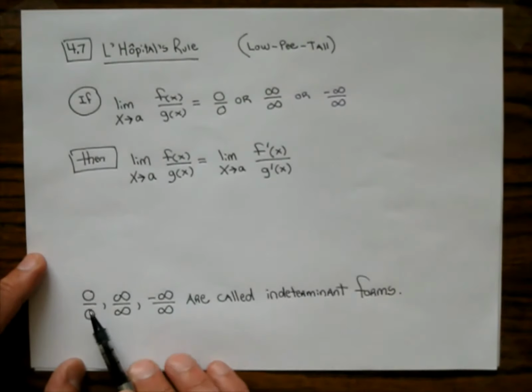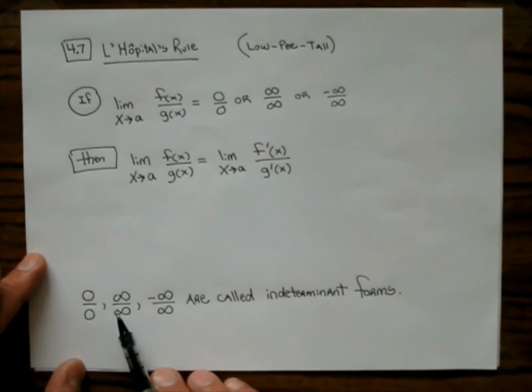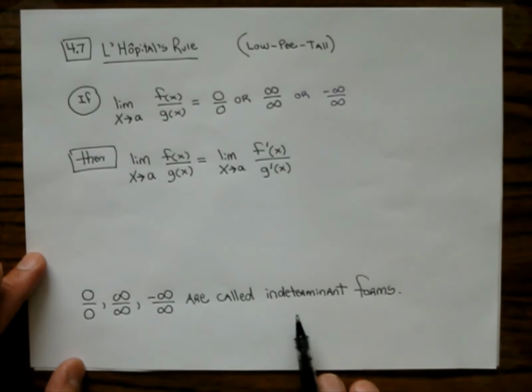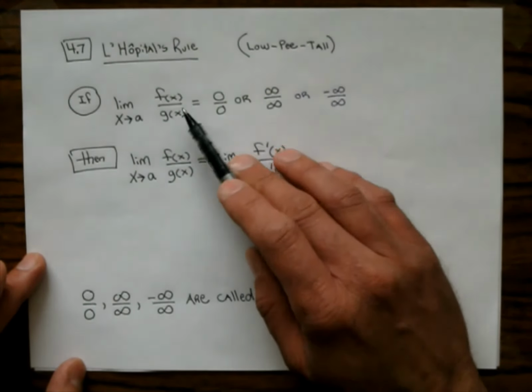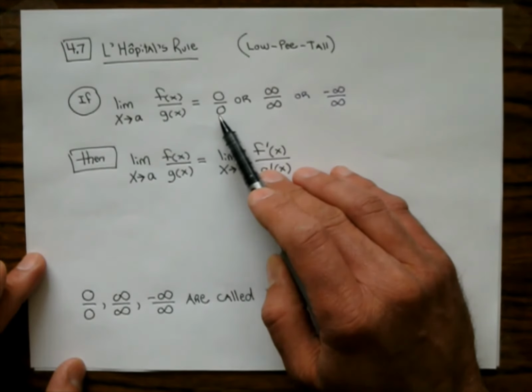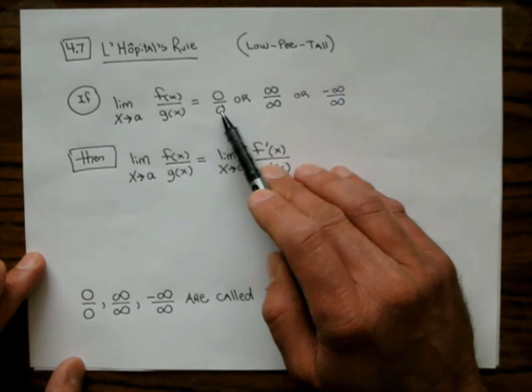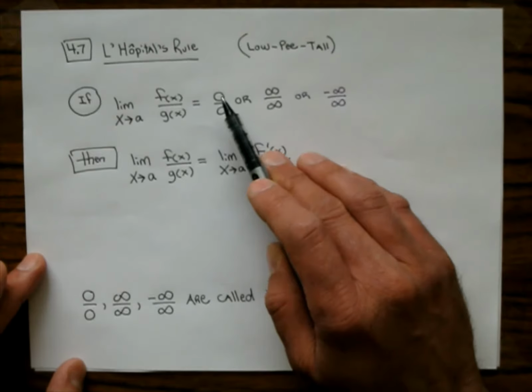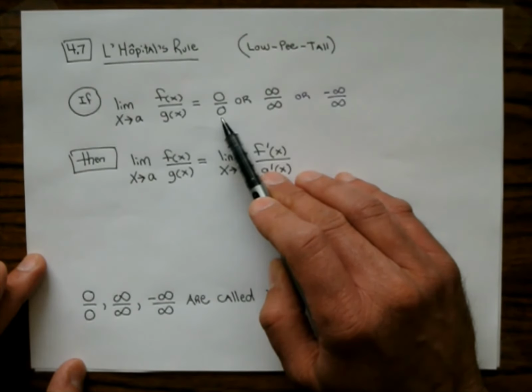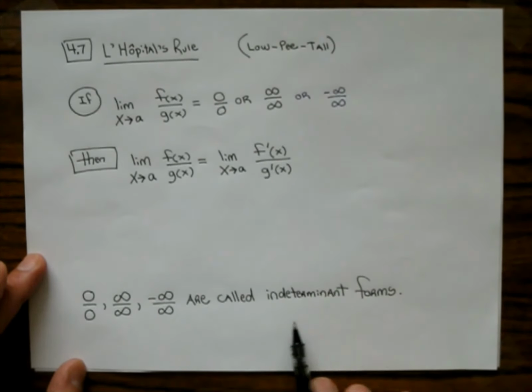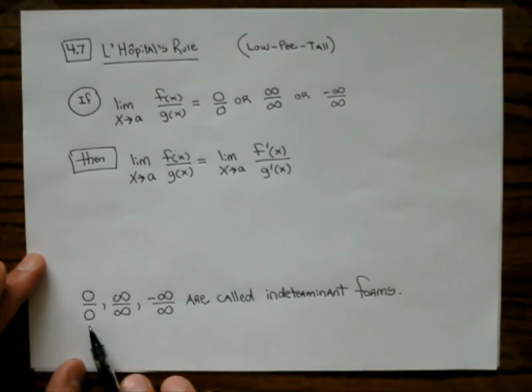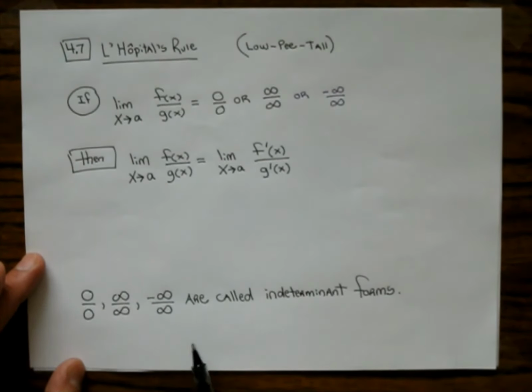And these things, 0 over 0, infinity over infinity, etc., are called indeterminate forms, which means one function might have 0 over 0 and the limit might be 0. Another function might have 0 over 0, and the limit might be 7. So they're indeterminate because you can't determine just from that what those will become.